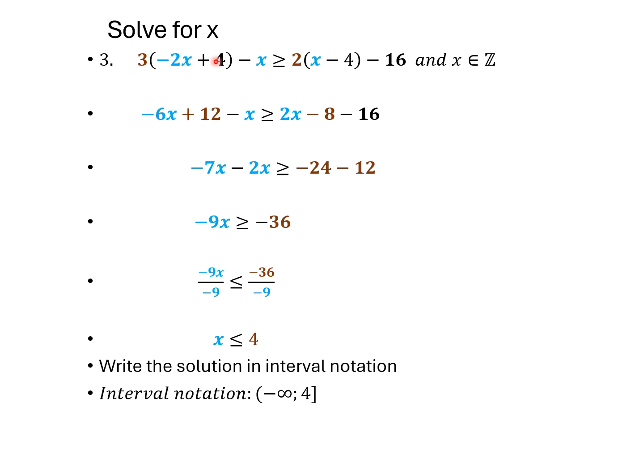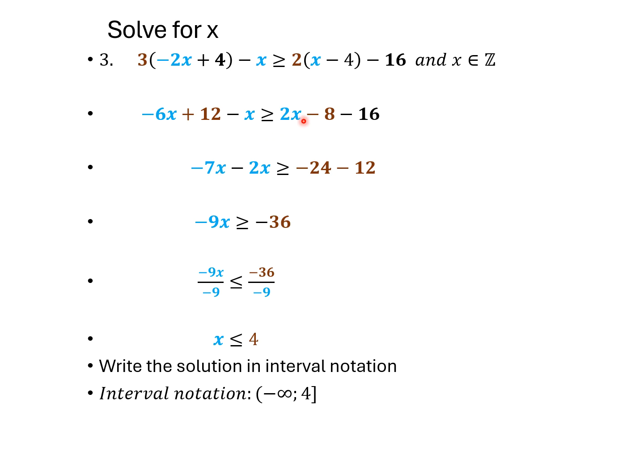3 times 4 would give me positive 12. Minus x stays minus x. 2 times x gives me 2x. 2 times negative 4 gives me negative 8 minus 16. Alright? So minus 6x minus x, or minus 1x minus 6x gives me minus 7x.